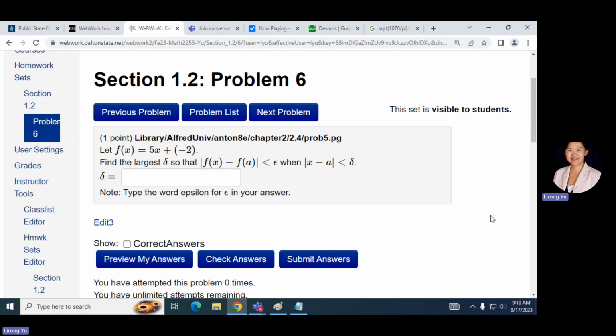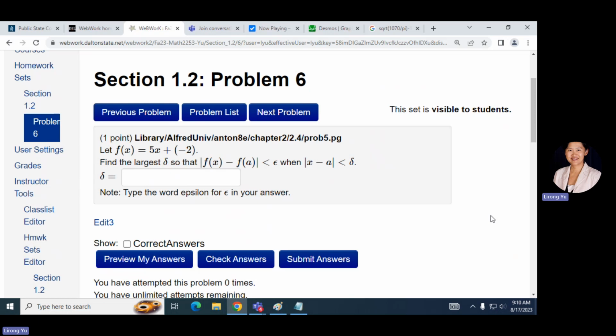Yeah, so this is a pure abstract calculation. When things are more abstract, we tend to hesitate about what to do. One of the things you can do is follow the definition itself. So here it says f of x is 5x minus 2.